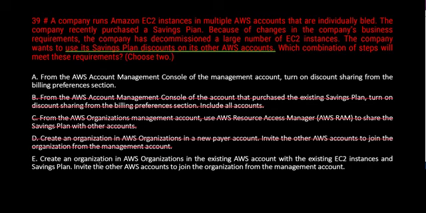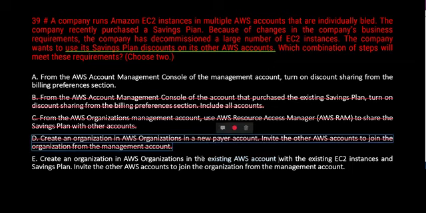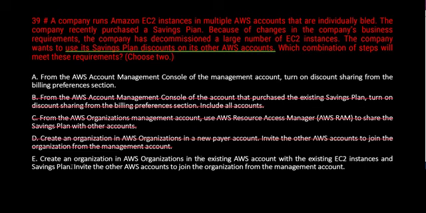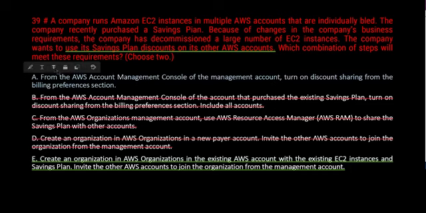So you will create an organization in AWS Organizations in the existing AWS account. Okay, so the difference between this is that this is a completely new one, and this is in the existing AWS account with the existing EC2 instances and savings plan, because we already have the savings plan. Invite the other AWS accounts to join the organization from the management account. Okay, so that's what you will do. So this is one answer. Once you have that, you will go to the AWS Management Console of the management account, then turn on the discount sharing. I already told you turning on the discount sharing is only possible from the management account.